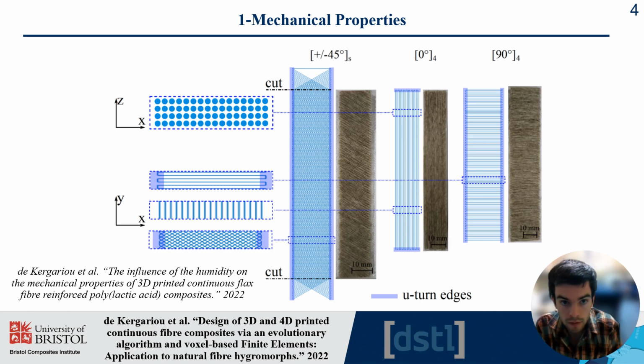In order to do this, in a previous paper, we produced different types of specimen: plus or minus 45 degrees for shear specimens, 90 degrees for transverse specimens, and 0 degrees for longitudinal specimens. We then immersed them in different relative humidity, and we measured the modulus that we could obtain from all these specimens. This value and the evolution of the impact of humidity on this value are proposed in the paper cited on this slide.